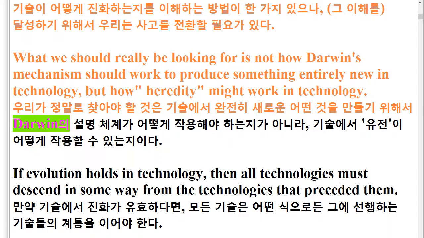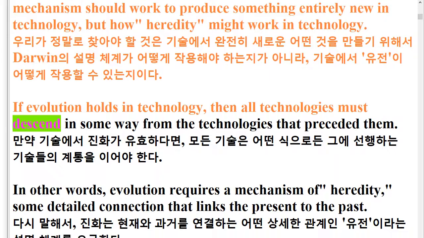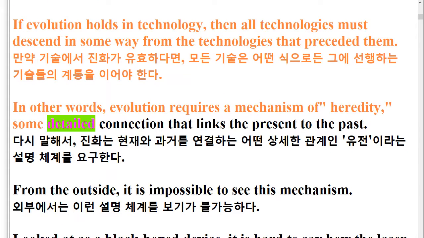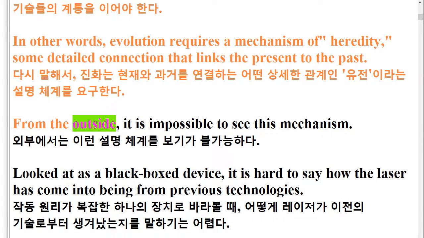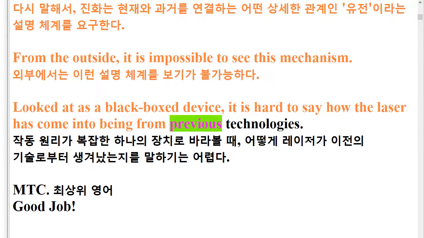If evolution holds in technology, then all technologies must descend in some way from the technologies that preceded them. In other words, evolution requires a mechanism of heredity, some detailed connection that links the present to the past. From the outside, it is impossible to see this mechanism. Looked at as a black-boxed device, it is hard to say how the laser has come into being from previous technologies.